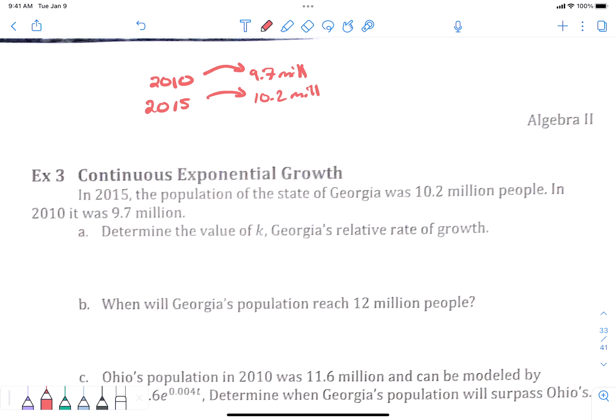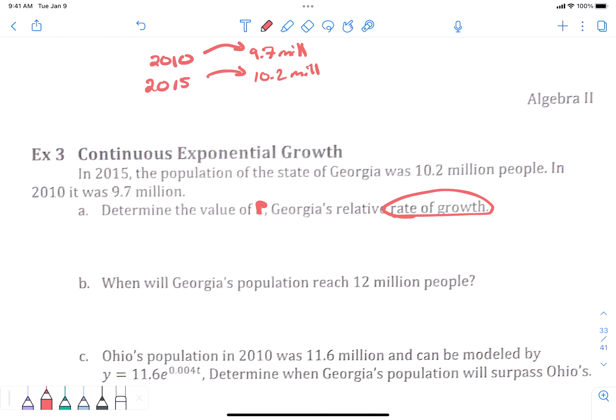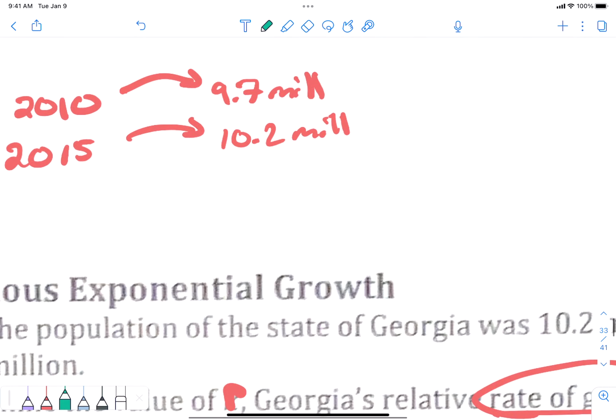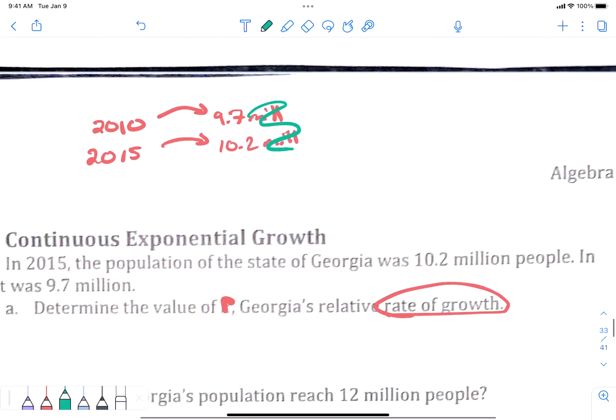They want us to find the value of K. I guess in this case, they're saying what's the growth rate. So they're having us solve for R in this case. I don't like their variables. I'm renaming things. Find the value of the growth rate. In 2010, it was 9.7 million. In 2015, it was 10.2 million. As long as these are in the same units, we do not have to put the zeros after the million on the end of there. So we can just use 9.7 and 10.2.